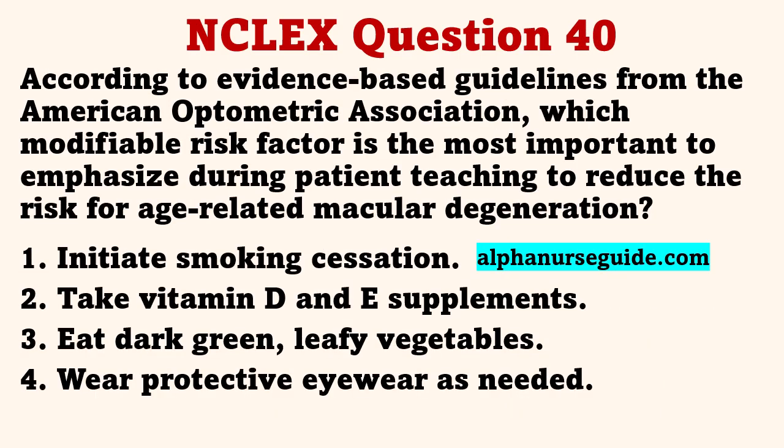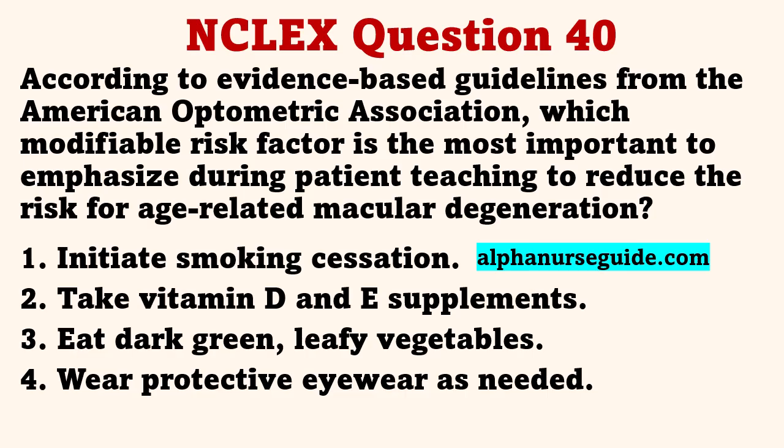According to evidence-based guidelines from the American Optometric Association, which modifiable risk factor is the most important to emphasize during patient teaching to reduce the risk for age-related macular degeneration? 1. Initiate smoking cessation. 2. Take vitamin D and E supplements. 3. Eat dark green, leafy vegetables. 4. Wear protective eyewear as needed.